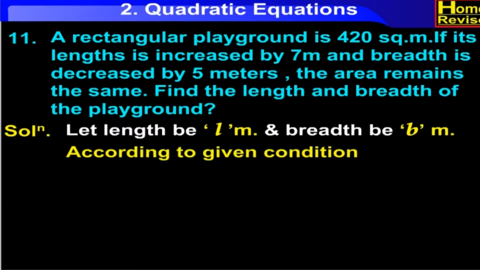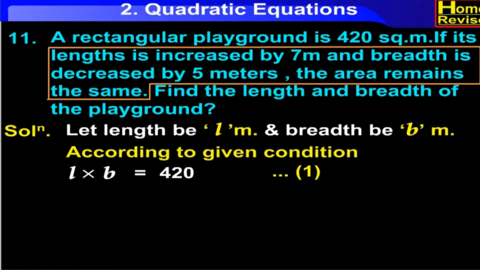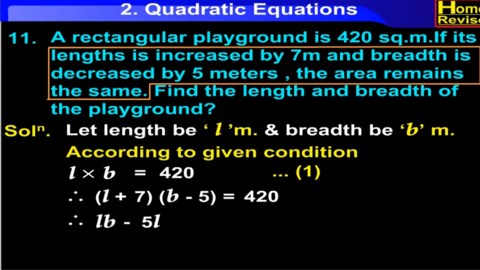According to the given condition, length into breadth is equal to 420. Let this be equation number 1. Now, if the length is increased by 7 and breadth is decreased by 5 meters, the area remains the same. Therefore, we have (L plus 7) into (B minus 5) is equal to 420. Therefore, LB minus 5L plus 7B minus 35 is equal to 420.